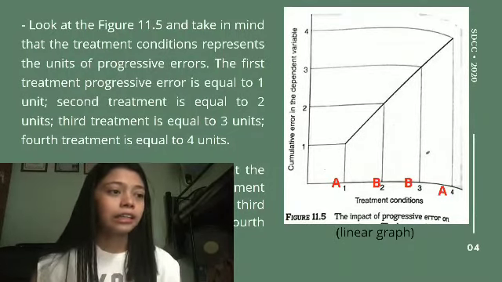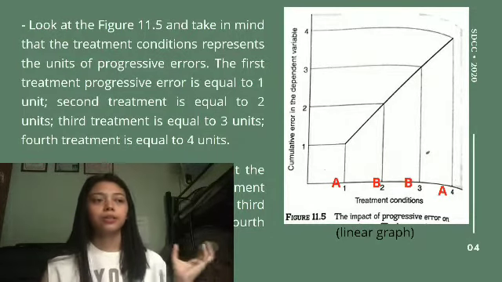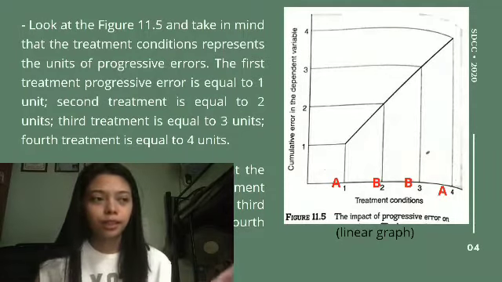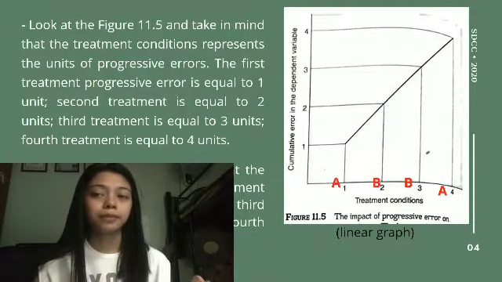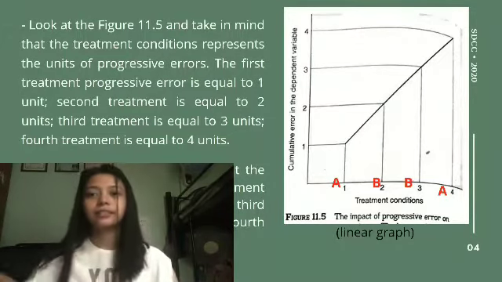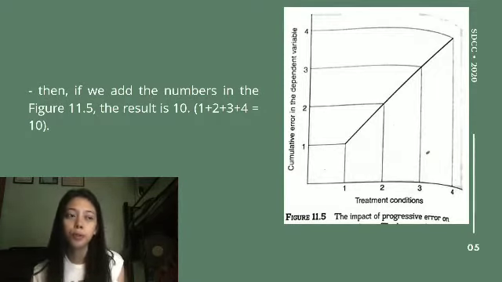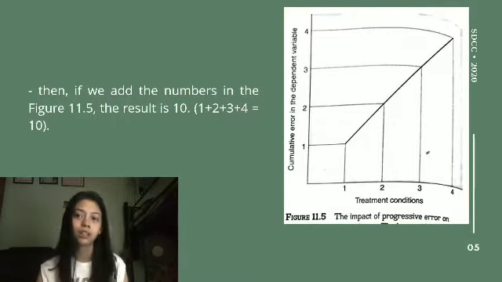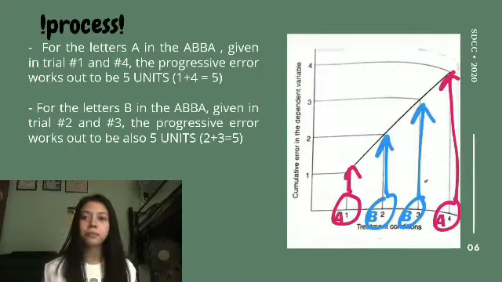Also, Unit 1 represents the letter A, Unit 2 represents the letter B, Unit 3 represents the letter B, and Unit 4 represents the letter A. So, A, B, B, A. If we add the treatment conditions, it will equal 10. How? 1 plus 2 plus 3 plus 4 equals 10. Again, reverse counterbalancing helps to control the progressive error to be equal by the reverse method.